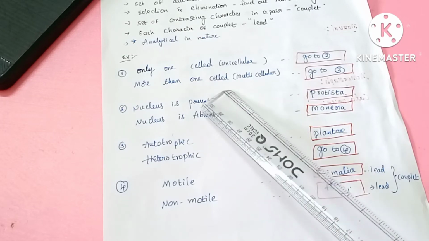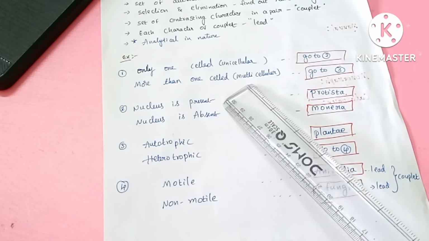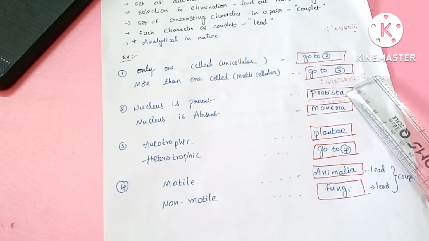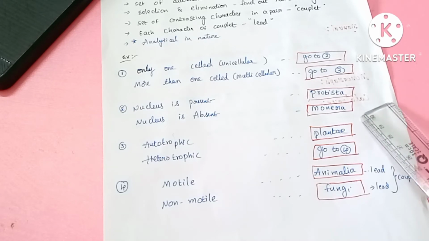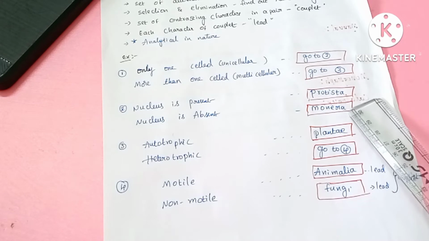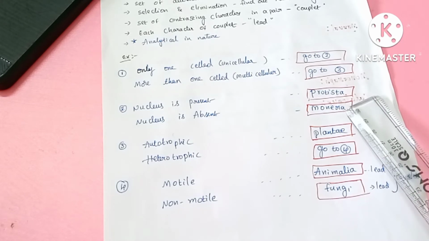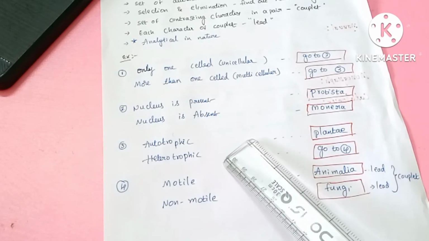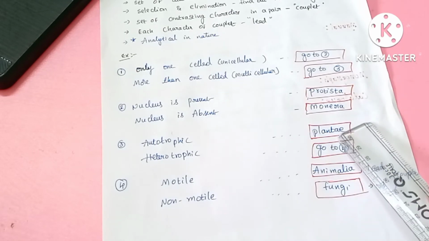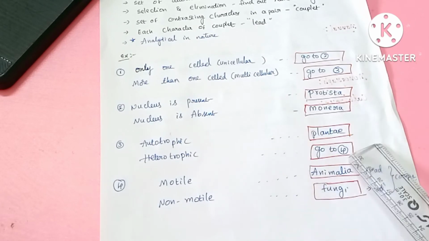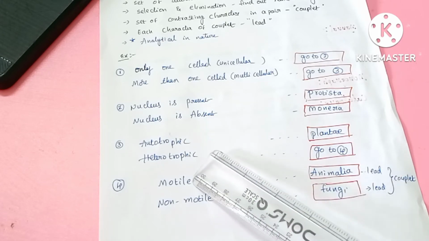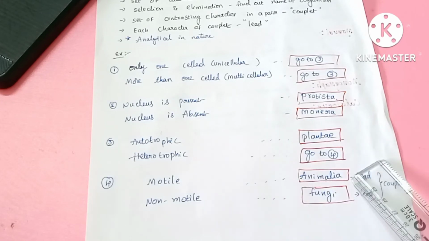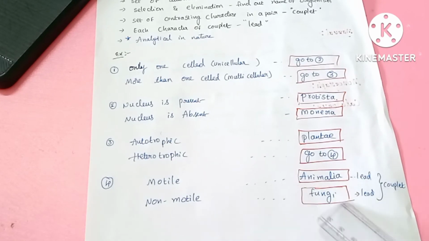The second couplet is nucleus present, nucleus absent. If the nucleus is present, it is Protista. If the nucleus is absent, it is Monera. Protista are unicellular eukaryotes, and monerans are unicellular prokaryotes, with no nucleus, that is, nuclear membrane is absent. The third couplet is autotrophic or heterotrophic. Autotrophic means they may be plantae. If heterotrophic, we go to 4. The fourth couplet is motile or non-motile. Motile means they may be animals or Animalia, and non-motile means they may be fungi.